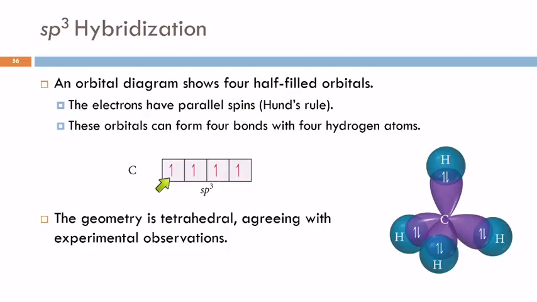And now we can take these purple sp3 orbitals, there's 4 of them, and they can each overlap with 1 hydrogen. And that gives us a tetrahedral geometry, and it gives us a formula of CH4, which is what we observe. Carbon and hydrogen form methane, and the formula is CH4. The carbon has single bonds with 4 different hydrogens.